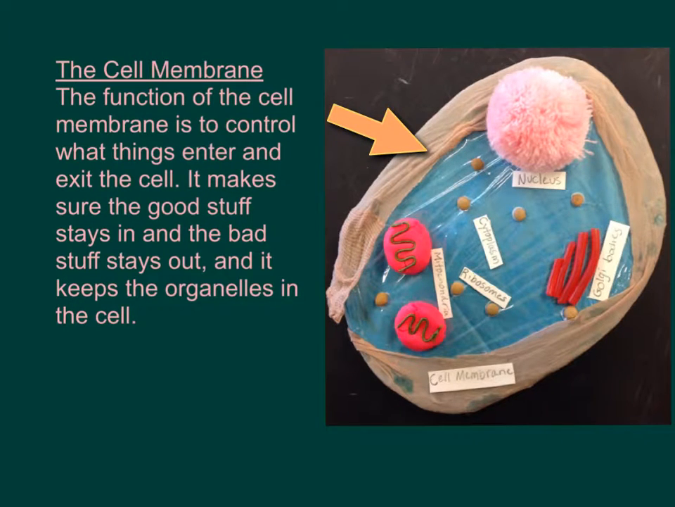The cell membrane. The function of the cell membrane is to control what things enter and exit the cell. It makes sure that the good stuff stays in and the bad stuff stays out, and it keeps the organelles in the cell.